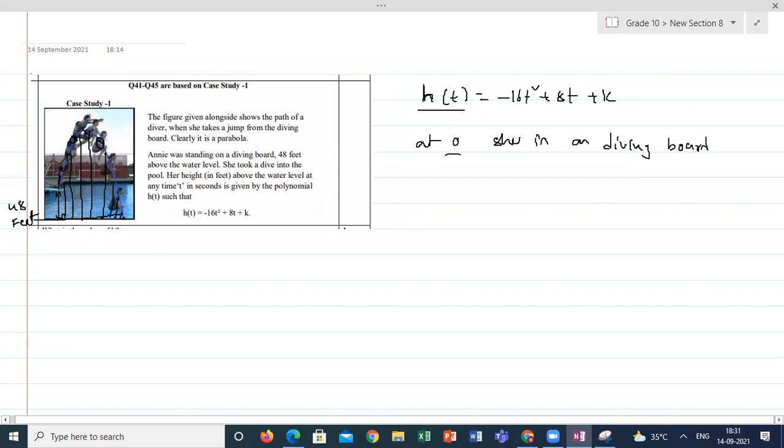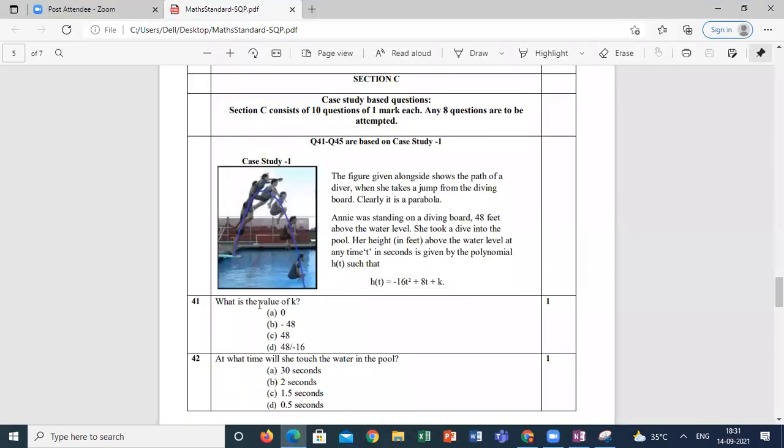After that t value, that means it is not possible. We are getting negative height. Now, I'm going to calculate. First question. What is asking in the first question? What is the value of k?